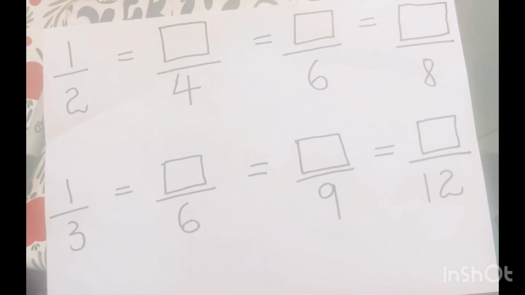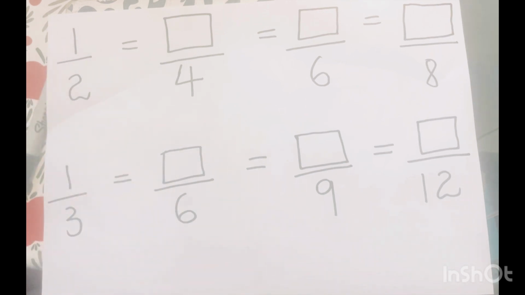Just keep up. Now let's see if we can solve these. We have half, and we want to find the equivalent fractions for it. We have 1/3, and we want to find the equivalent fractions for it. Remember, whatever we do to the denominator, we do to the numerator, and whatever we do to the numerator, we do to the denominator. Whatever digit we use, we use that same digit for both. So here we go for half. We want to find an equivalent fraction. We have box over 4.